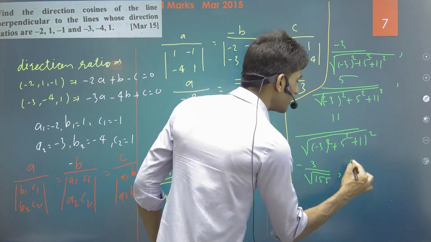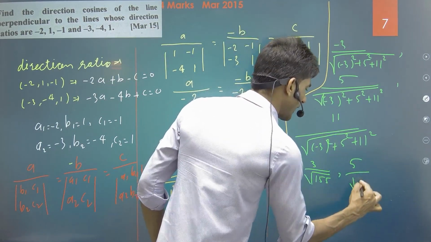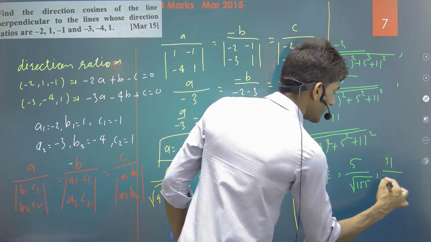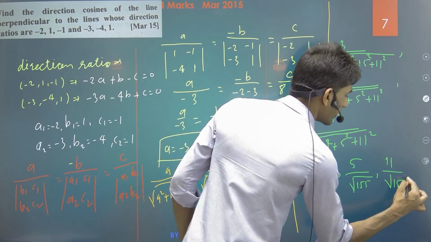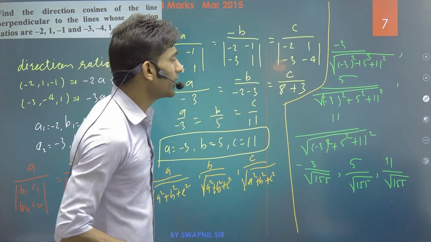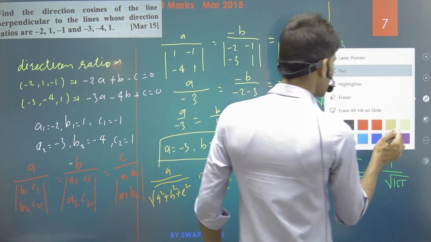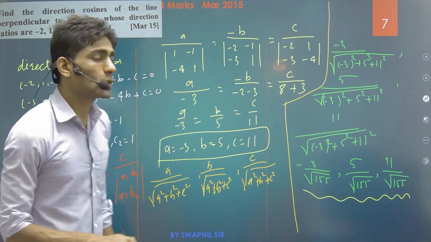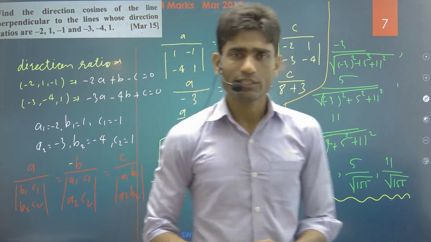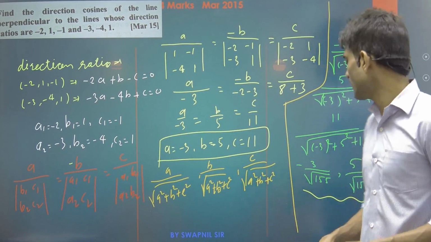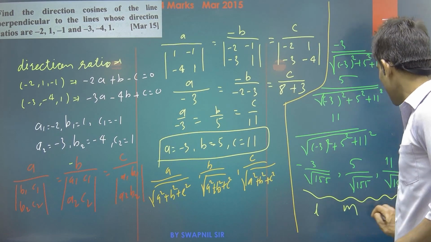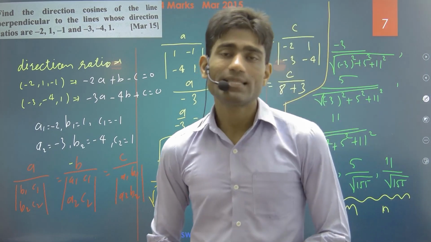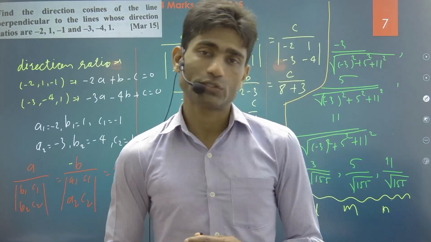So 5 divided by square root of 155, and the third direction cosine is 11 divided by square root of 155. These three are our required direction cosines for the given line. You can name them L, M, N: this one is L, this one is M, and this one is N, the direction cosines for our given line.